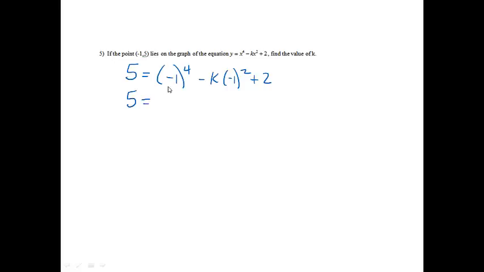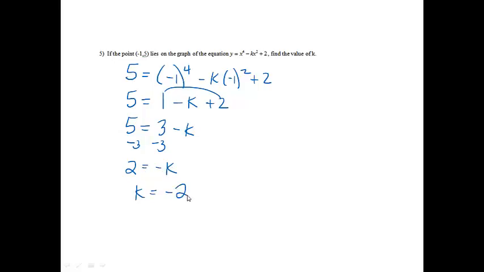So I get 5 equals negative 1 to the 4th power is going to be 1, and then minus negative 1 squared is 1 times k is k, and then plus 2. And then I'll get 5 equals, if I combine the 1 and the 2, I'll get 3. And then I'll subtract 3 from both sides, which will give me 2 equals negative k, which means k is equal to negative 2.